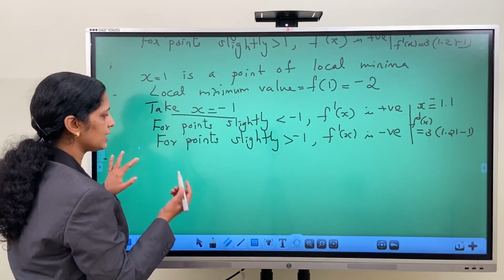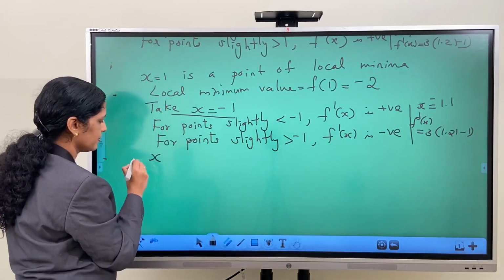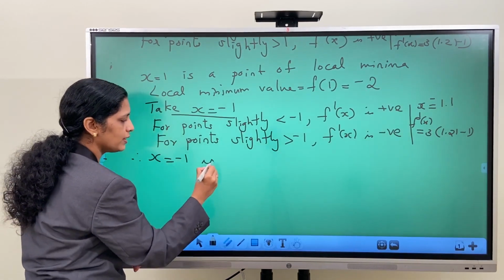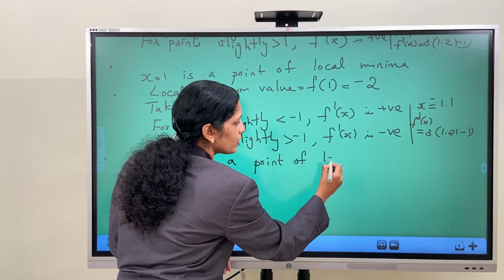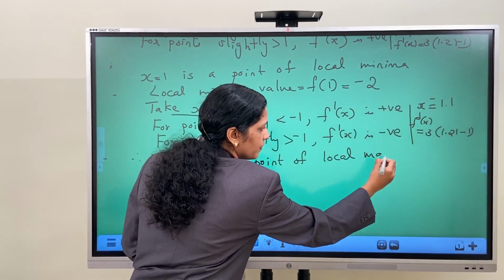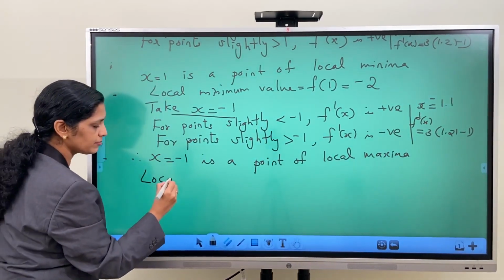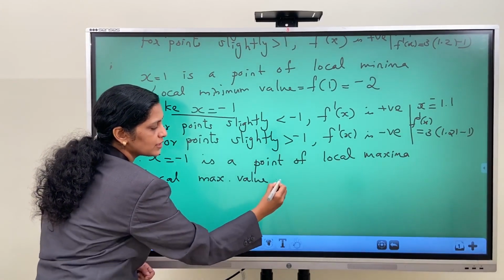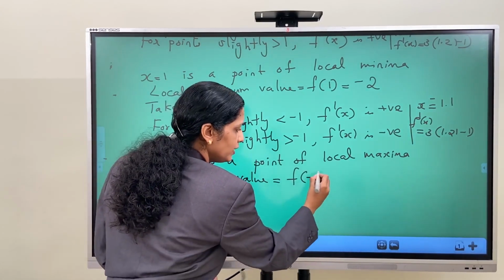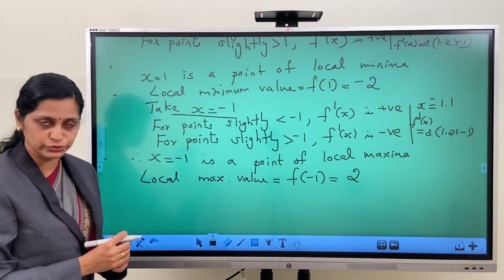Then we are writing like that. Therefore x is equal to minus 1 is a point of local maxima. And the local maximum value is equal to f of minus 1. Then we can see that its value is positive 2.